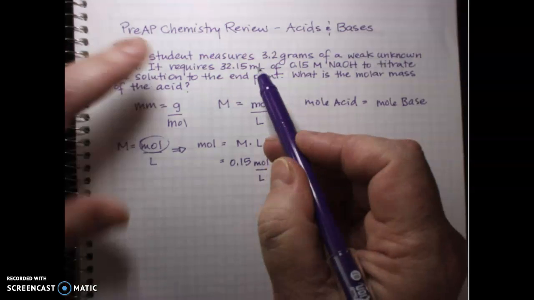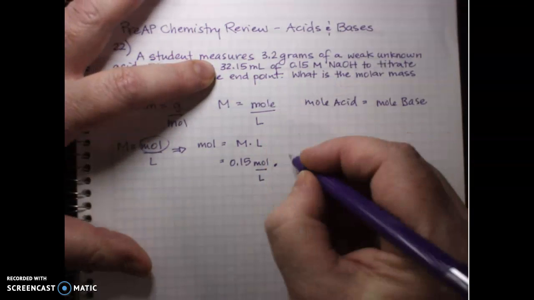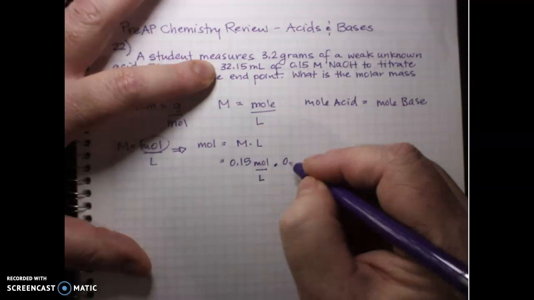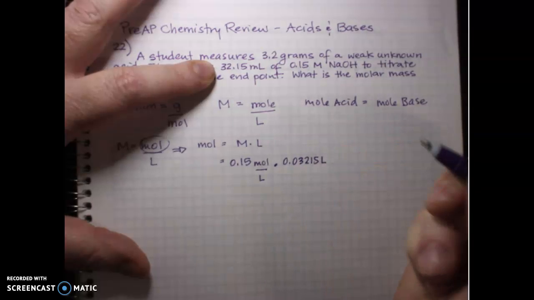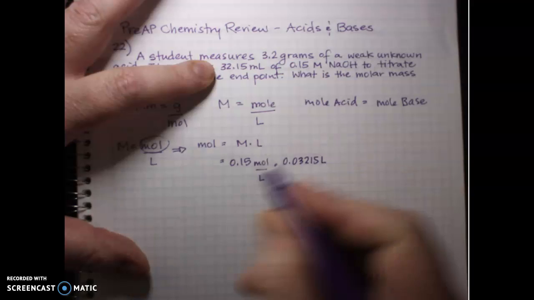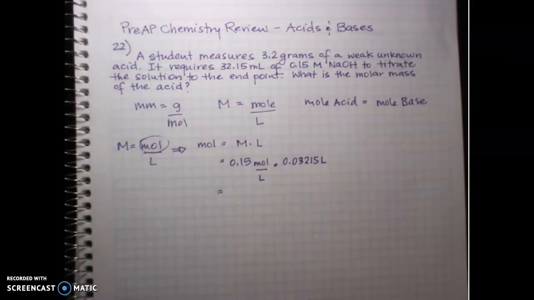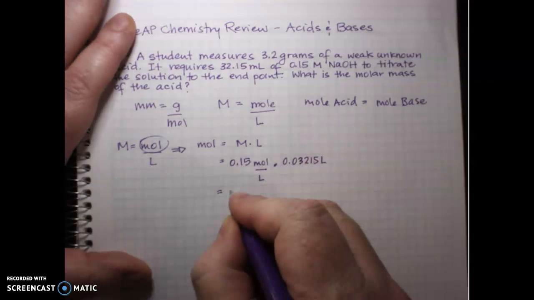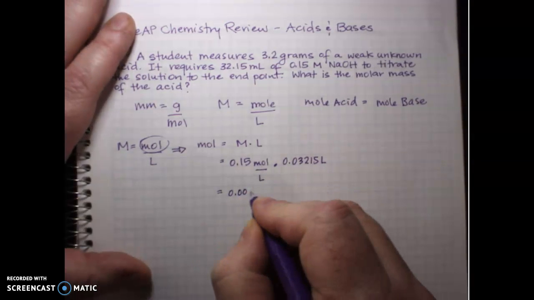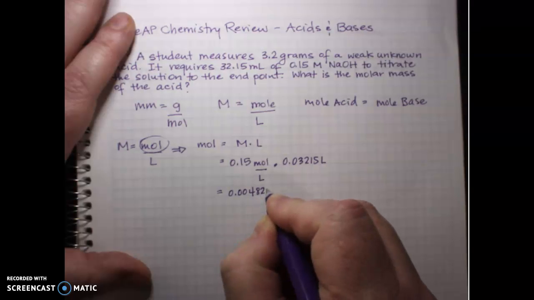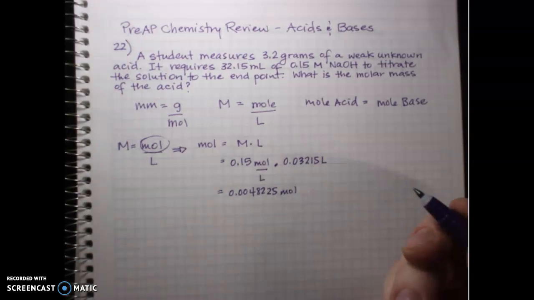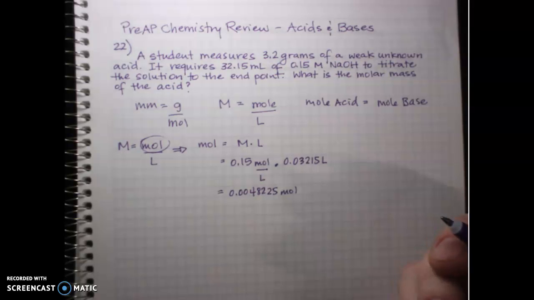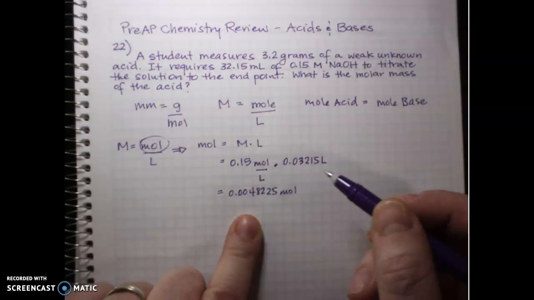Our volume has to be in liters, and that's in milliliters. So that's going to be 0.03215 liters. And again, you can see that our liters and liters are going to cancel. So when we calculate that, we should get 0.0048225 moles. Again, I'm not cutting off any sig figs. I want to make sure I have enough digits. So this is the number of moles of our base.